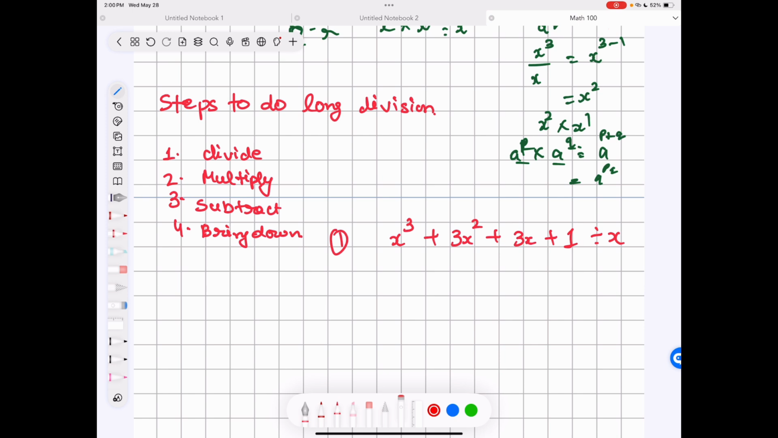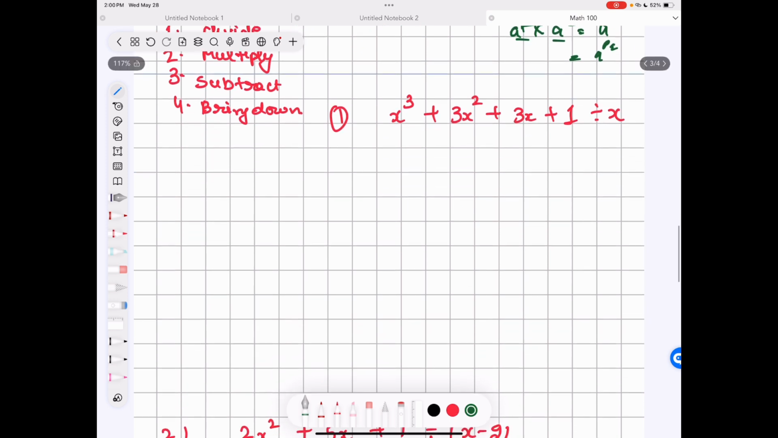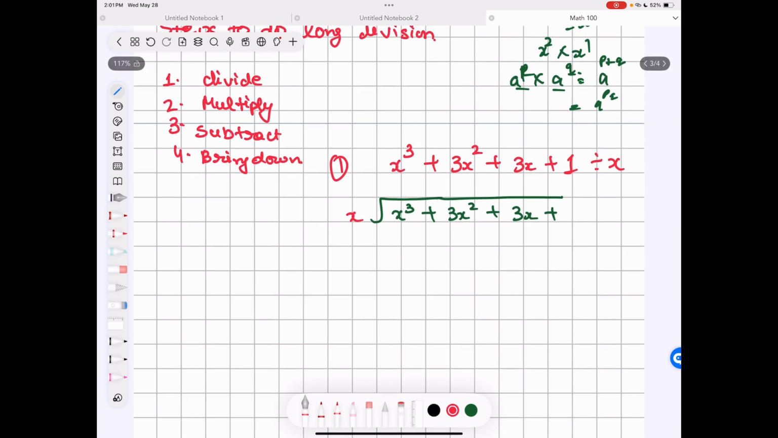And we have an equation here, x to the power 3 plus 3x squared plus 3x plus 1. So we are gonna divide that. We have x to the power 3 plus 3x to the power 2 plus 3x plus 1. We're gonna divide it by x. So just like we did before, the first step is to divide.